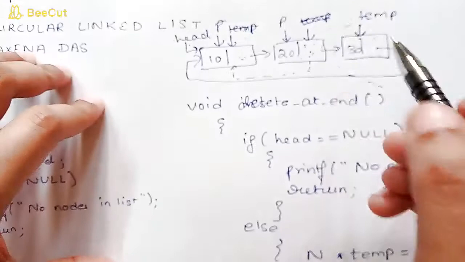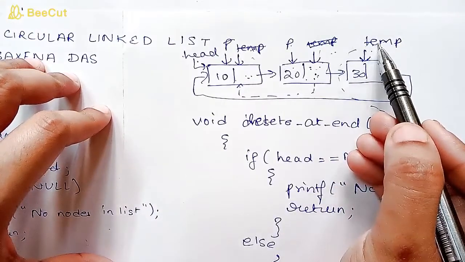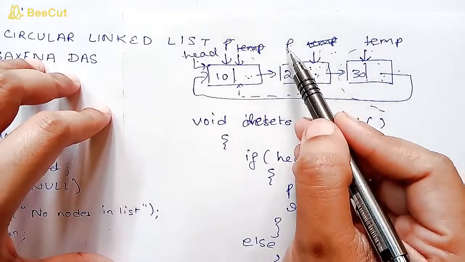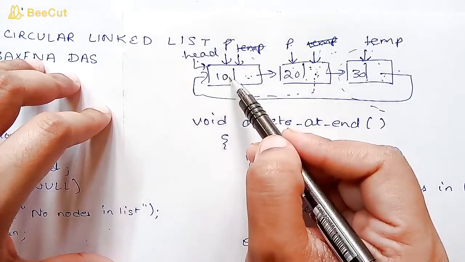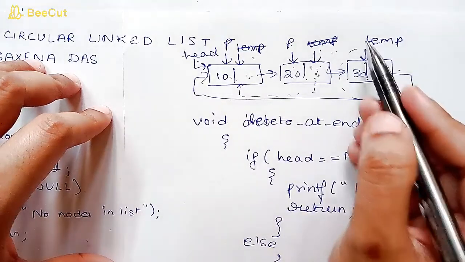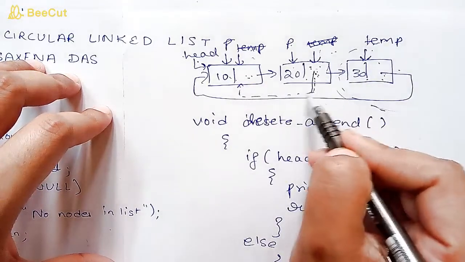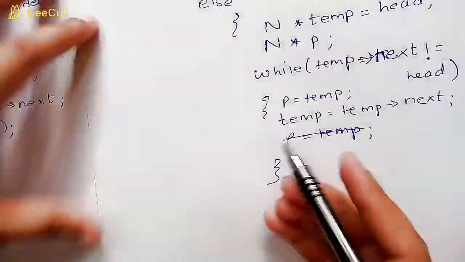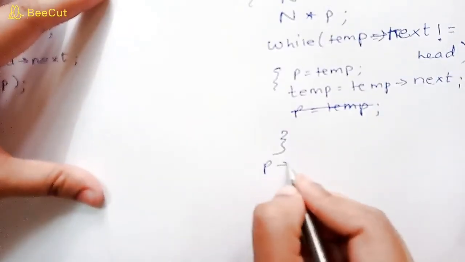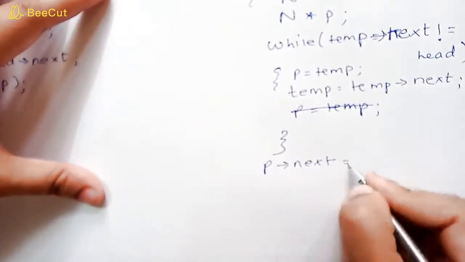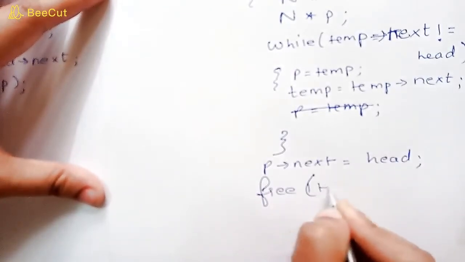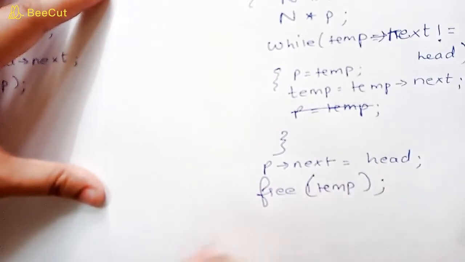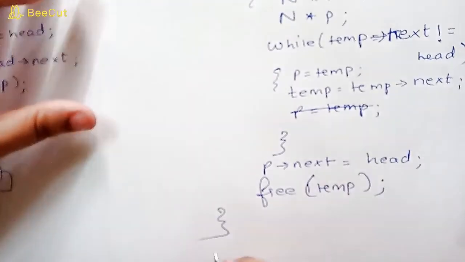When you come out of the loop, you can see you have a pointer temp which is pointing to this node, and you have a pointer p which is pointing to this node. So what we have to do, p next will be equal to head and free temp. So simply this will be freed and this link will be created. So after coming out of the loop, I'll write p next equals to head and free temp.